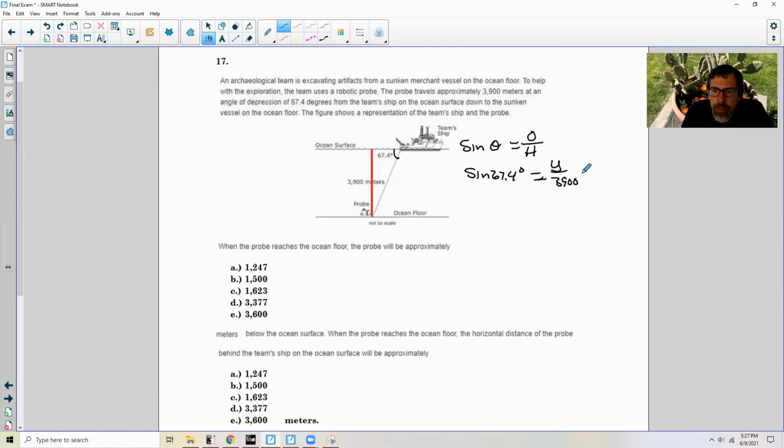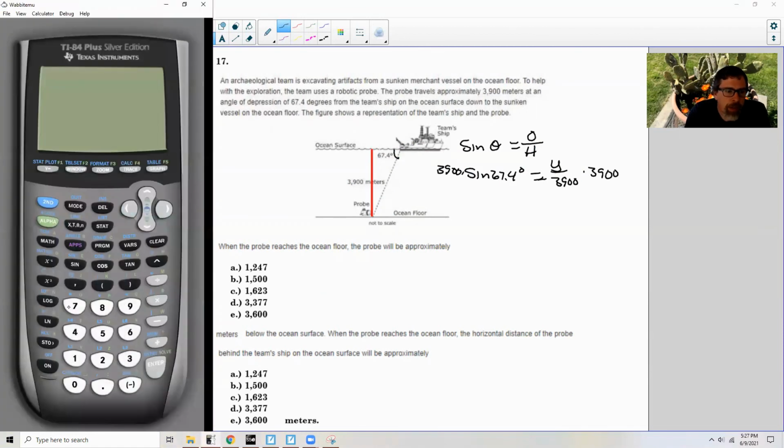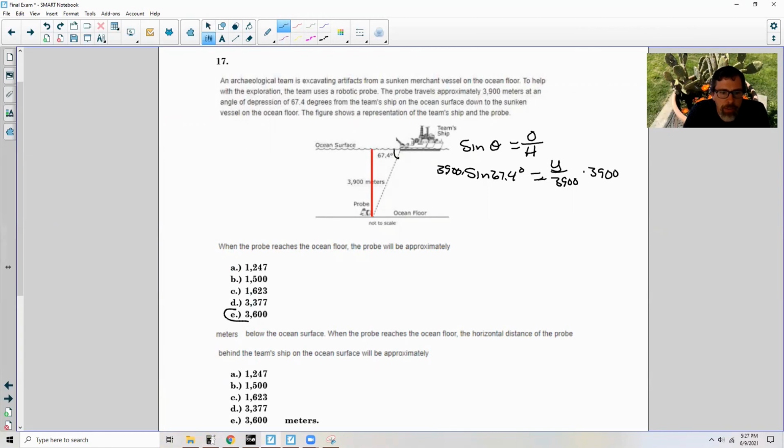In order to get y by itself, we multiply both sides by 3,900. And we put in the calculator 3,900 times the sine of 67.4. Okay. So make sure you're in degrees, but I already am. 3,900 times the sine of 67.4 is 3,600. So the answer is E.